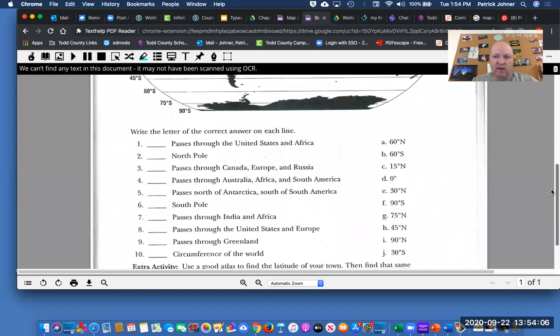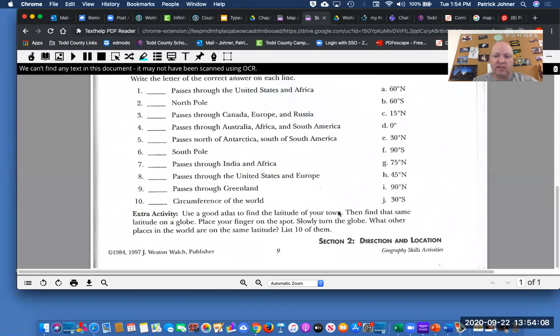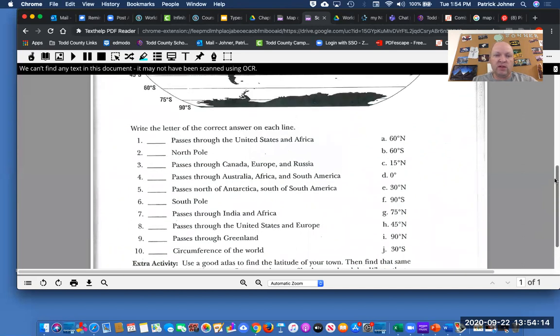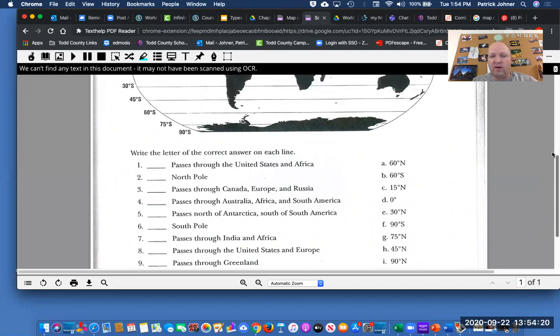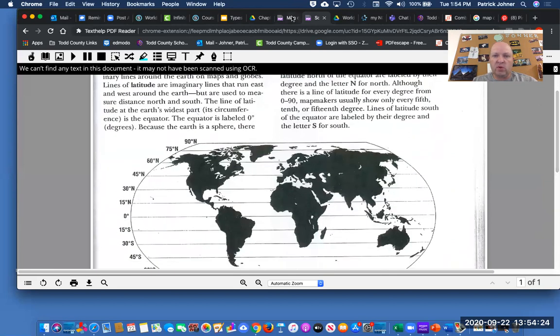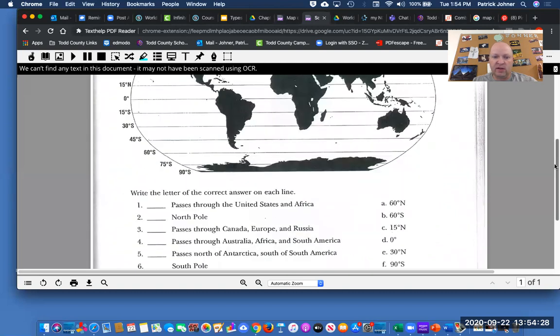the actual activity itself. You do not have to do the extra activity, so don't worry about that, because I know that question will pop up. So we have 10 things here, and it says write the letter of the correct answer on each line. So we have to read the clue and figure out what letter best shows that. And that's where the map comes in handy. We'll do one here so you kind of get an understanding.